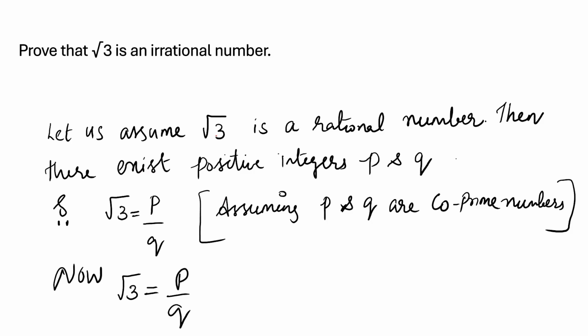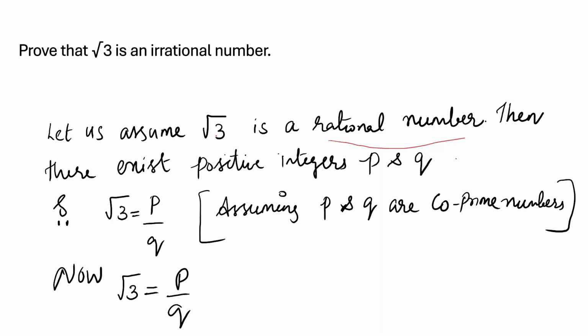Prove that root 3 is an irrational number. So I have written here something. Let us assume root 3 is a rational number. So we are imagining the opposite thing, assuming. And finally we will find our assumption is wrong. So we can prove root 3 is an irrational number.